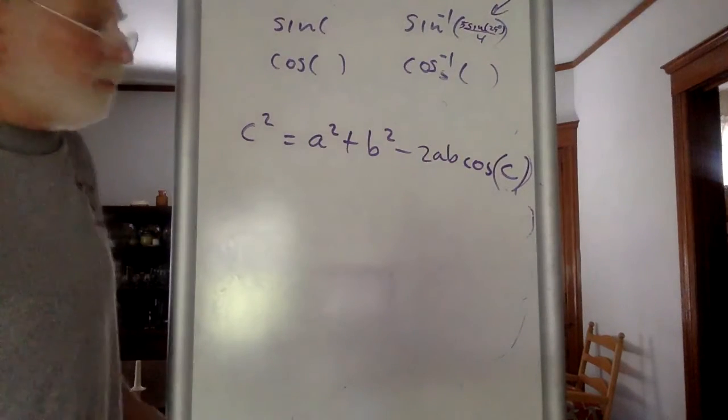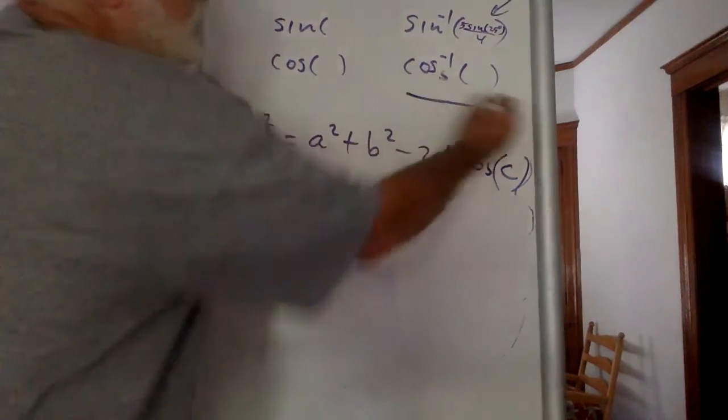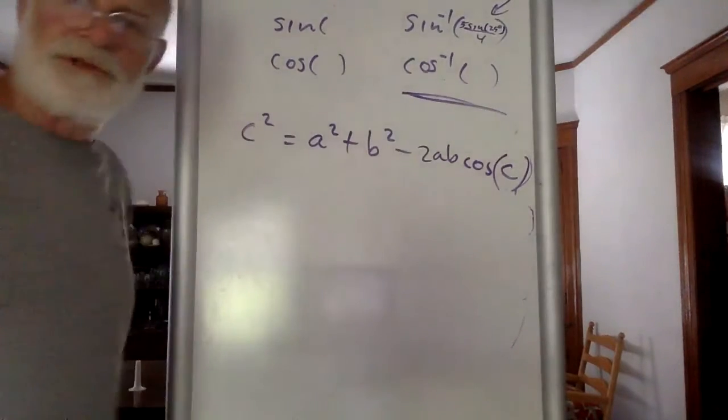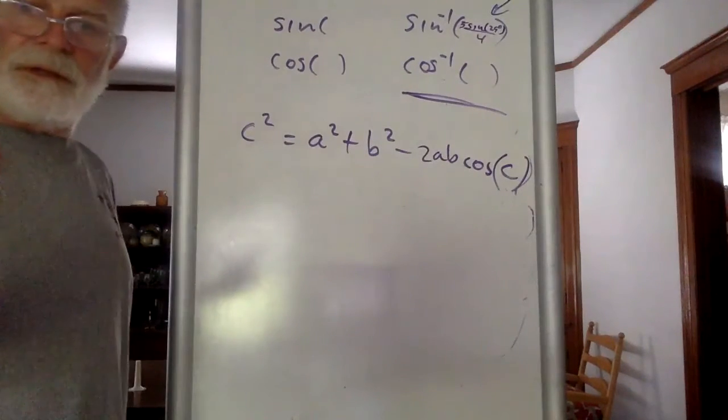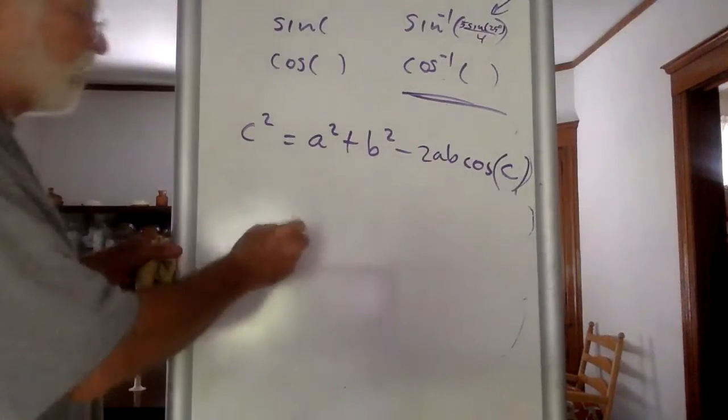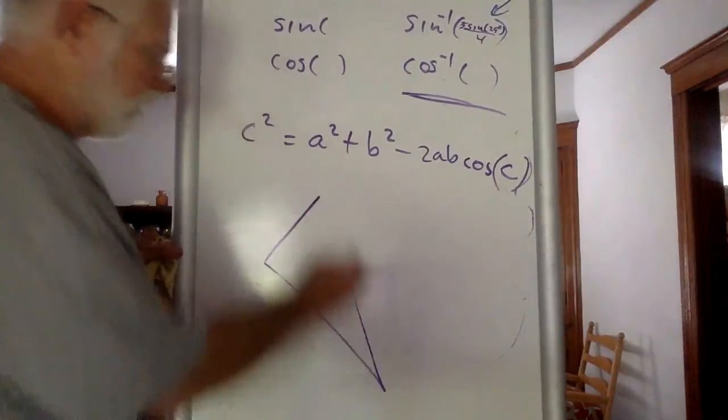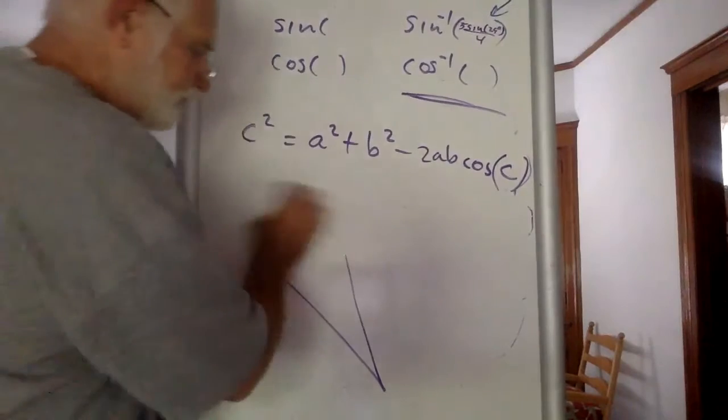Okay, I will go through solving so that you see where this comes from. That's a bit of a lecture I'll do here in about 2 minutes. But let's say that we have a triangle. This is not a right triangle, although it looks like one.